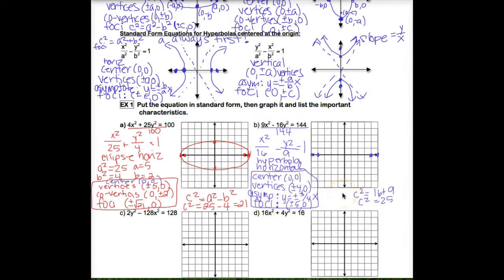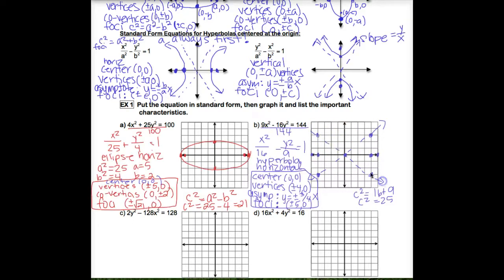I don't have to find other points, I just have to know where my asymptotes are. So plus and minus 3/4 x, so that means up 3, right 4 from my center, and down 3, left 4 will give me this line. And down 3, right 4, up 3, left 4 gives me the other.